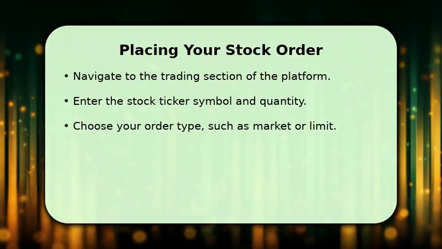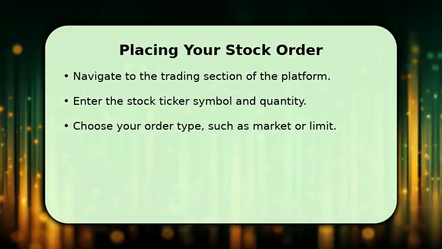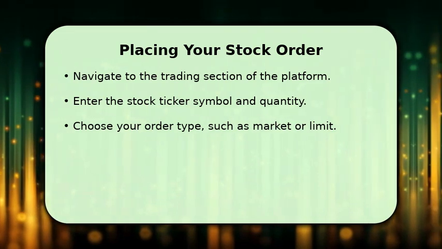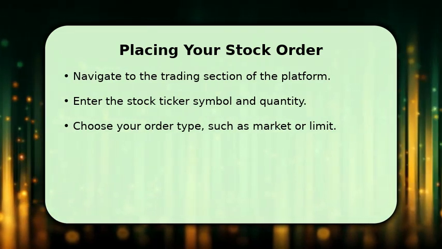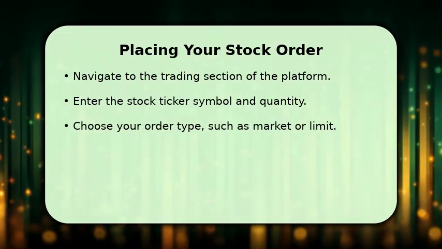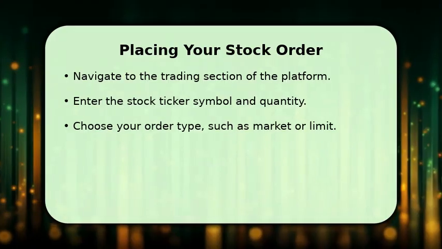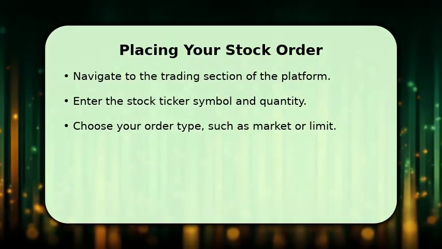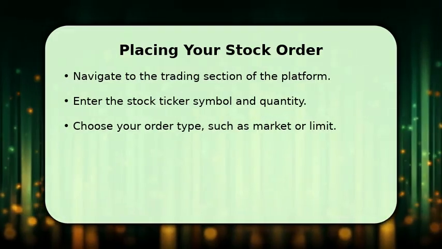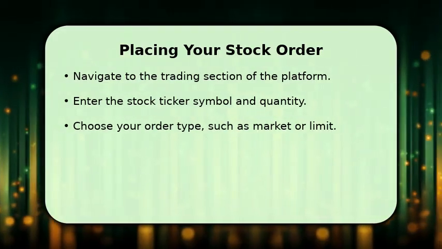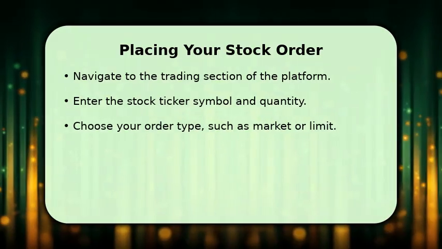Navigate to the dedicated trading section within the Schwab platform. Here, you will enter the specific stock ticker symbol for the company you wish to invest in, along with the quantity of shares you intend to purchase. You will also choose your order type. A market order executes immediately at the current price, while a limit order allows you to specify a maximum or minimum price for the trade.